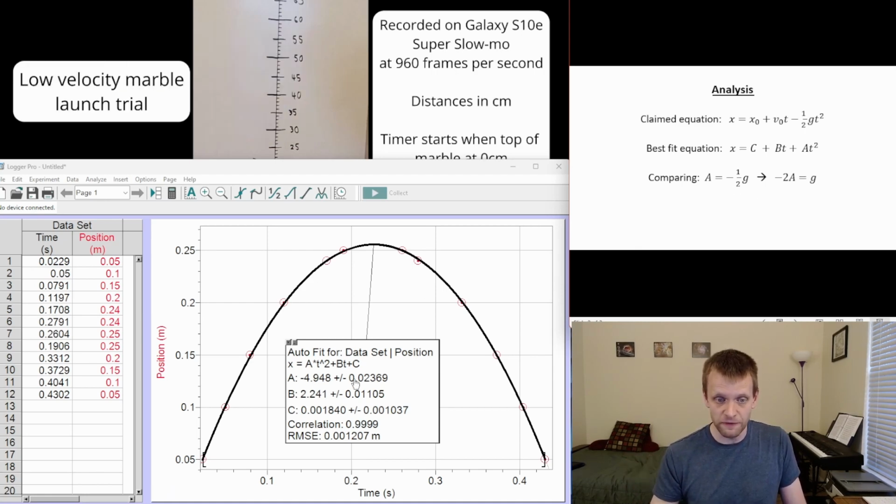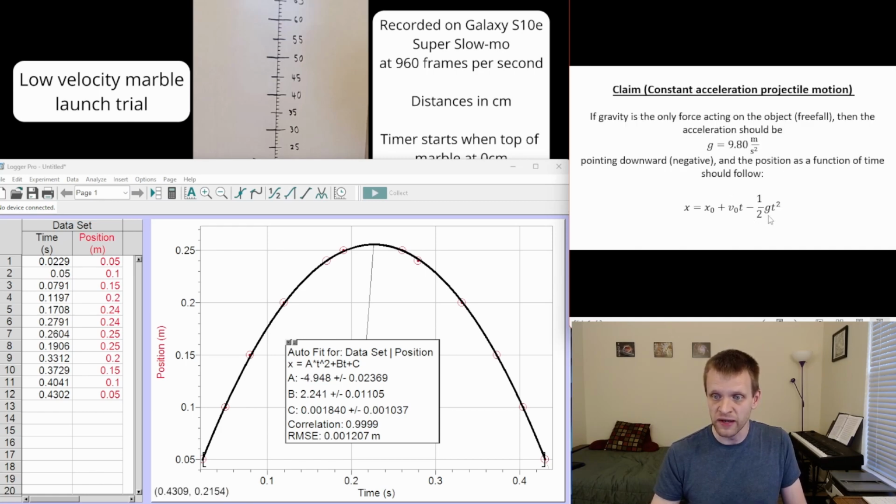And remember, we said that for this equation, that acceleration, if we back up a moment, this acceleration, when I multiply it by a time squared, that should give me a position. The units have to be meters per second squared.